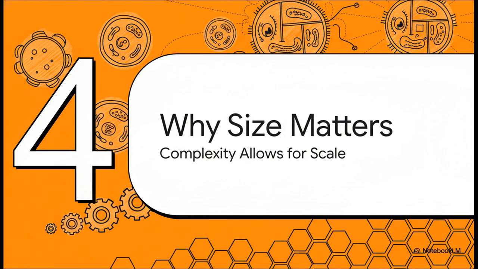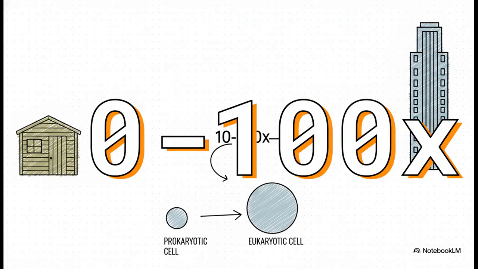So why bother building all these internal rooms? Why all the complexity? Well, because with complexity comes scale. And I mean way bigger scale. Eukaryotic cells are typically 10 to 100 times larger than prokaryotic cells. That's not a small jump. That's a massive difference. We're talking about the difference between a garden shed and a skyscraper.